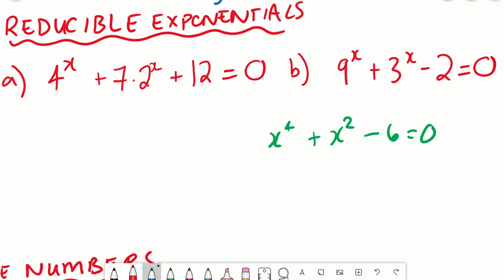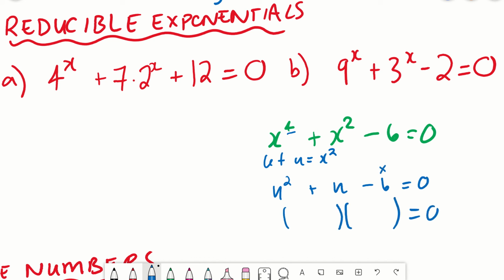what about if I just let u equal x squared? Then that's going to be u squared, because it's the power of 4, plus u minus 6. This becomes a quadratic that I could solve. What two numbers multiply to give me negative 6, and add or subtract to give me 1? I'd have 3 and 2, and positive 3 minus 2, so therefore u equals negative 3 and positive 2. So we called those reducible quadratics.